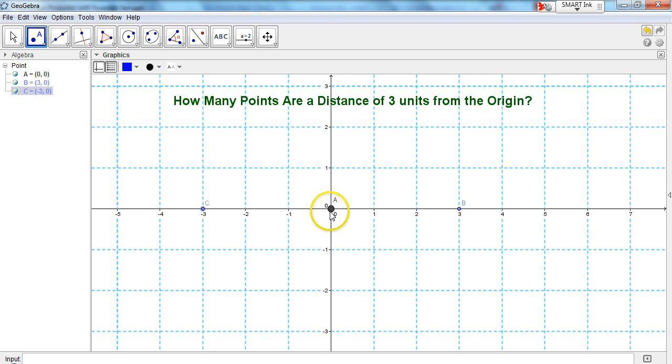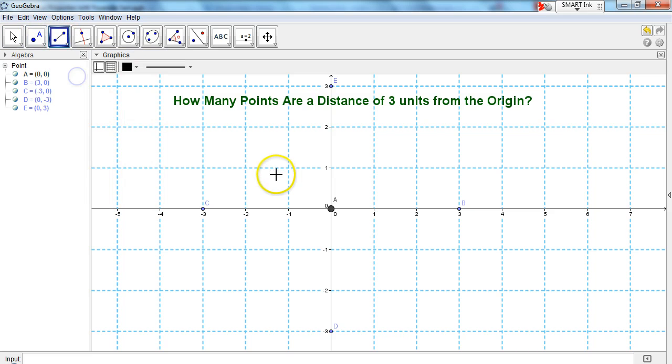Okay? How about if we move down? Notice down here I can go down 1, 2, 3. So here's a third point that's 3 units from the origin, and just like we can go down, we can actually translate up 3, right? So those 4 points, are they the only 4 that are the same distance?